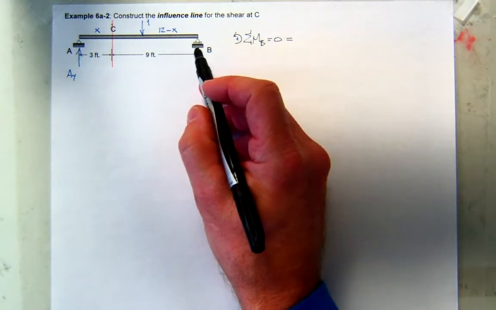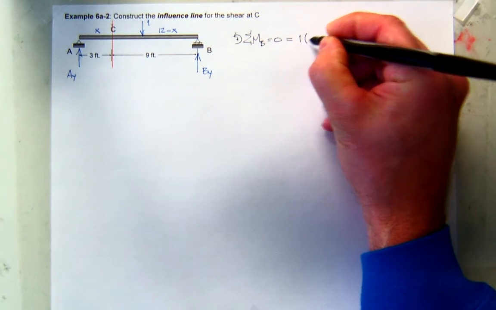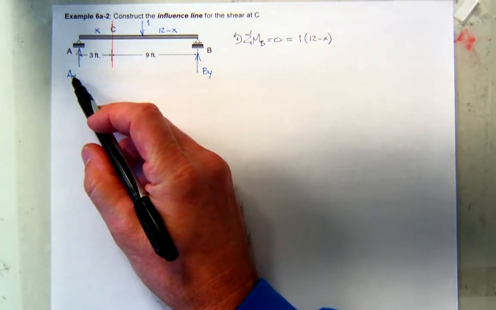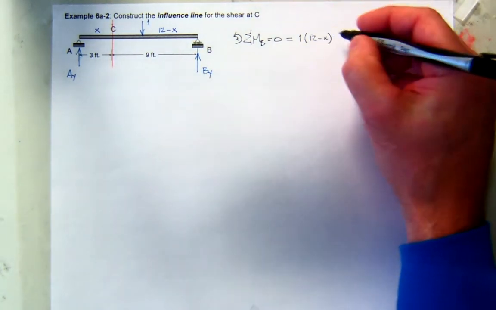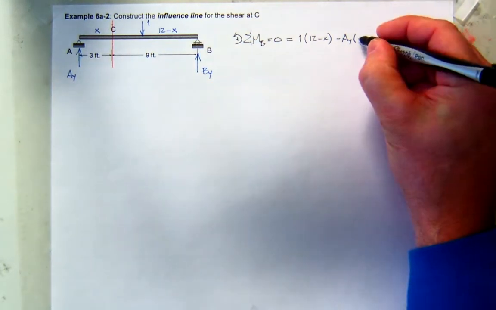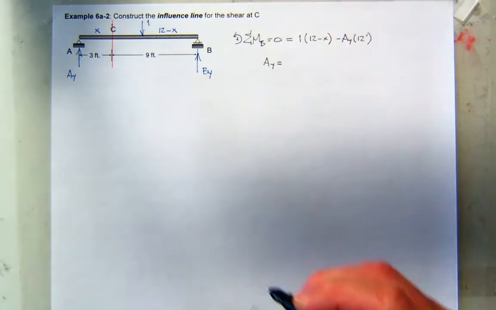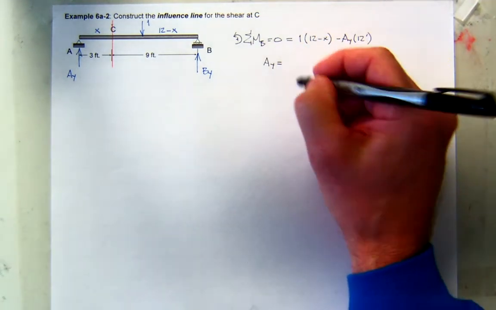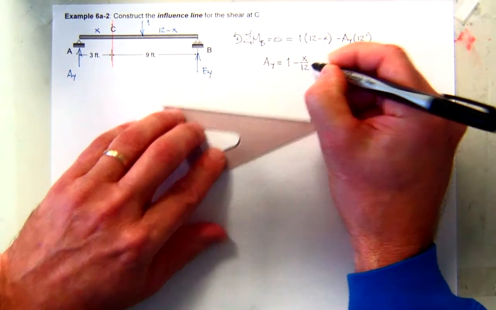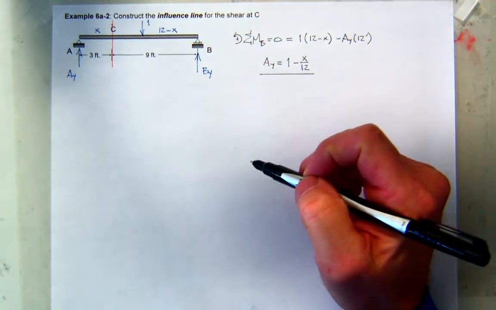So now when I sum moments about B, this one is going to create a positive moment with a moment arm of 12 minus X. And my reaction AY is going to create what kind of moment about B? Negative. And it has a function AY, and the total distance is 12. So solve for AY, and you get 1 minus X over 12. So really that's the equation for the influence line of AY.